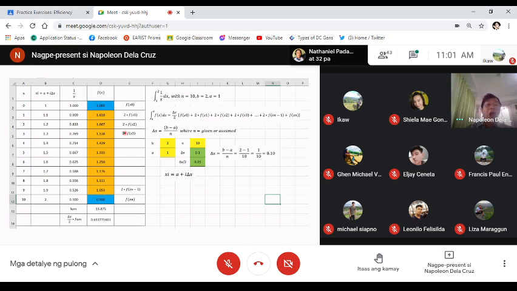Okay. Ito ay 1 lang yan. Wala yung numerical coefficient na 2. Ito ngayon, i-multiply natin ng 2. Kaya 1.818. Multiply natin ito ng 2. 1.667. Multiply natin ito ng 2, hanggang doon.